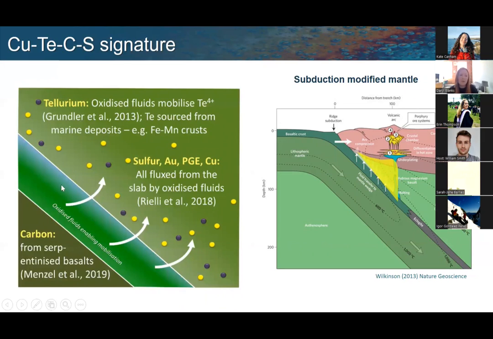And what's been shown by a number of researchers is that this subduction can not only increase the amount of carbon in the form of serpentinized basalts or even carbonate units themselves, but also tellurium and sulfur, gold, PGEs, and copper, which is kind of our characteristic signature for this association.